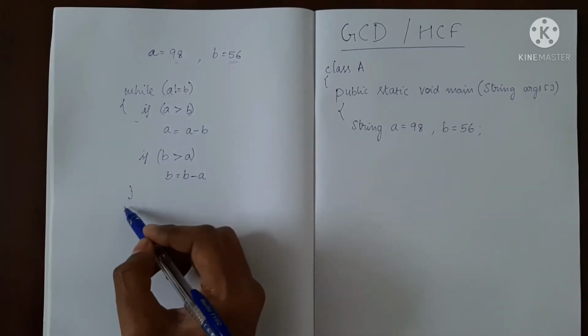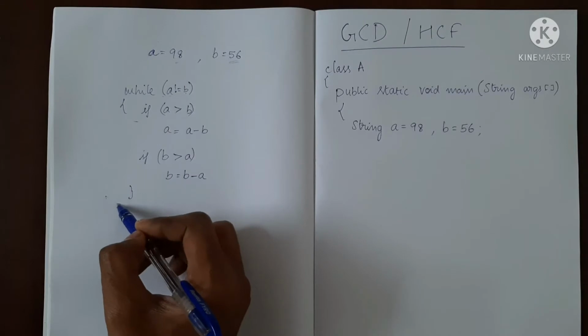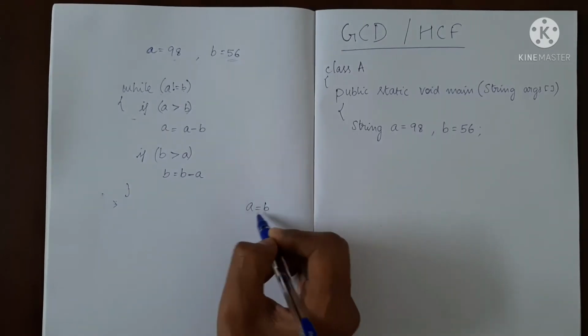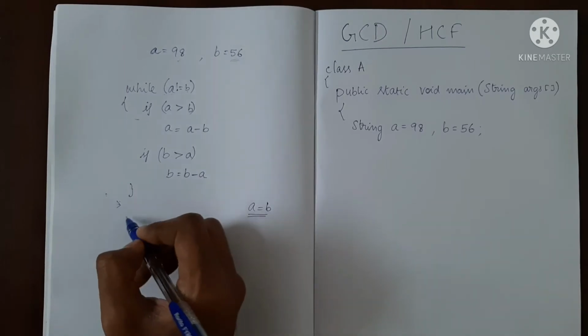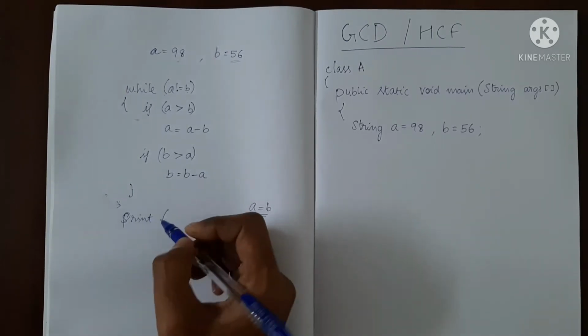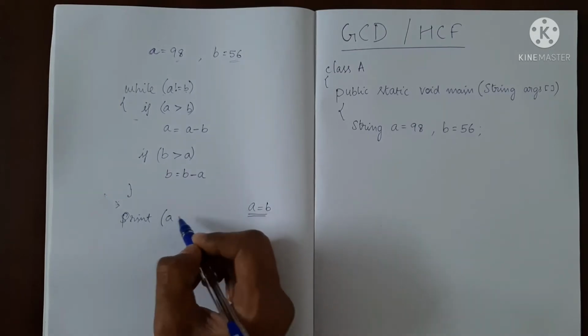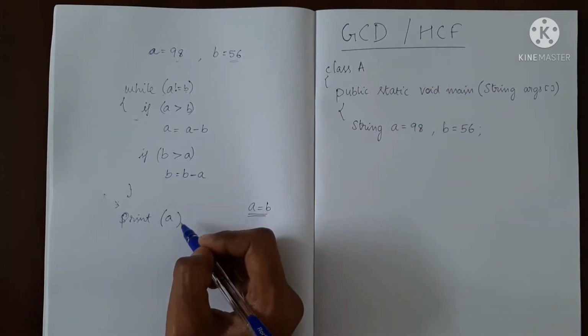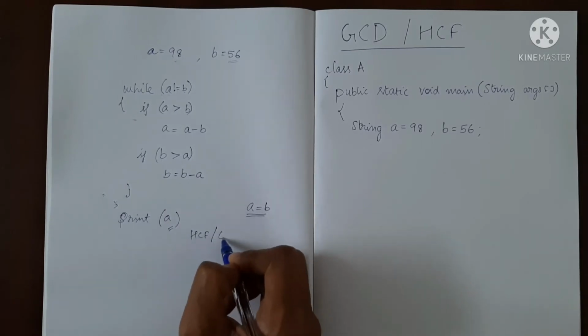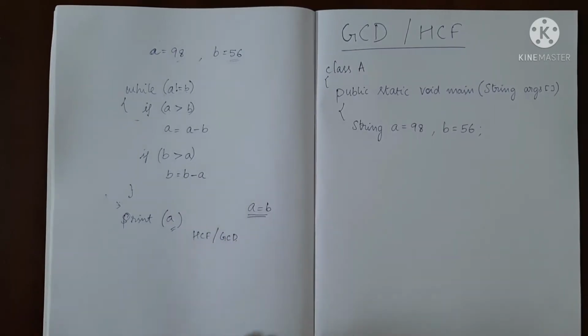So when we are coming out of the loop, we are basically having A and B which are equal to each other. So we'll simply print any one of these. So we'll either print A or B. Both will be the same value and it will be the HCF or GCD of the given numbers.